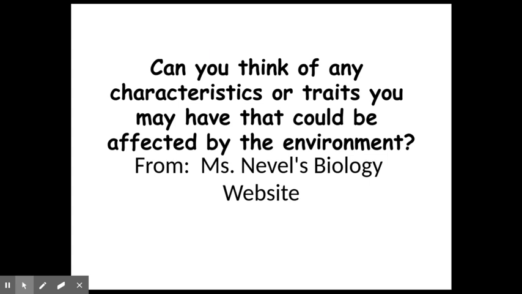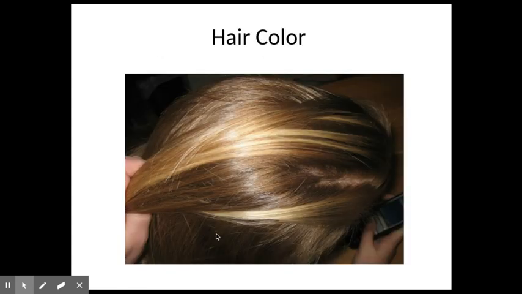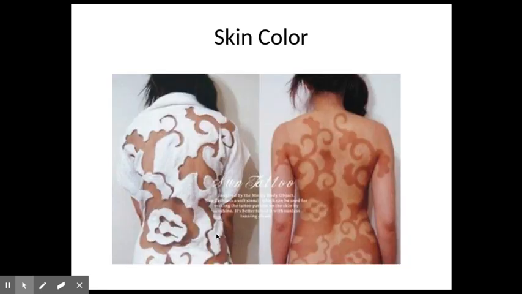So, can you think of any characteristics or traits you may have that will be affected by the environment? Like your hair color. Hair color can be affected if you're in an area that has a lot of sun, that can cause your hair to be lighter than if you're in an area where it's always dark or there are darker areas. Your skin can be affected by the sun.